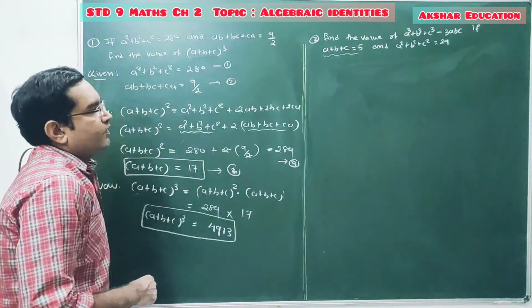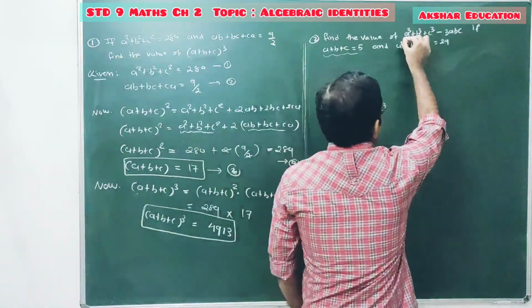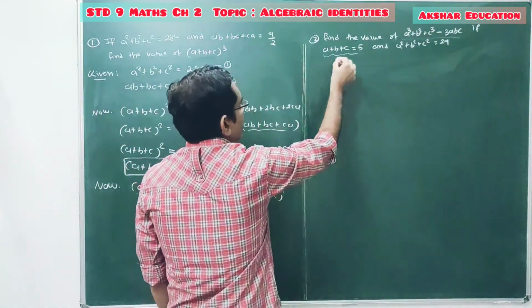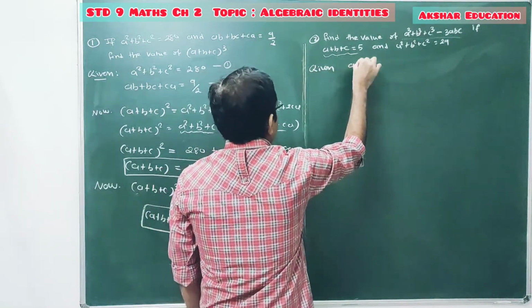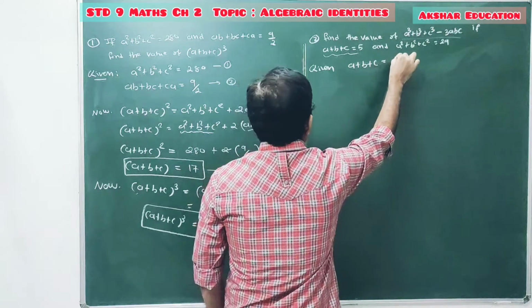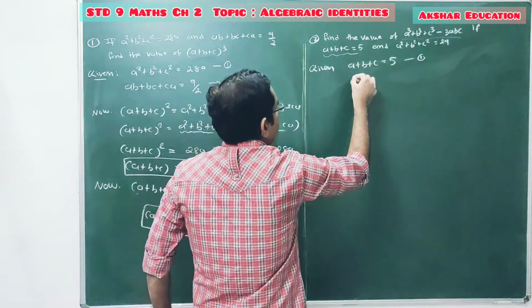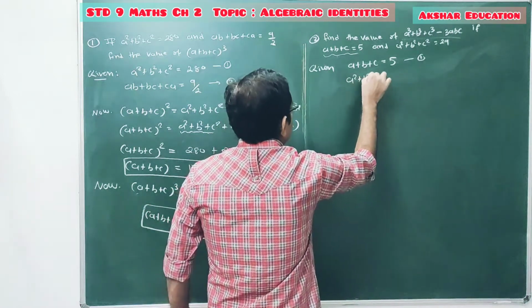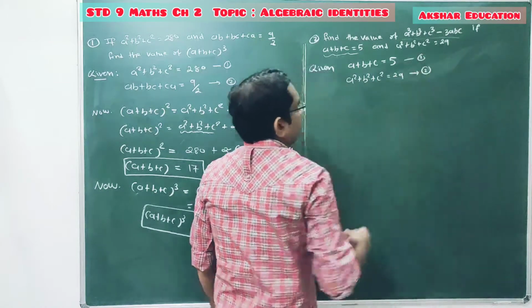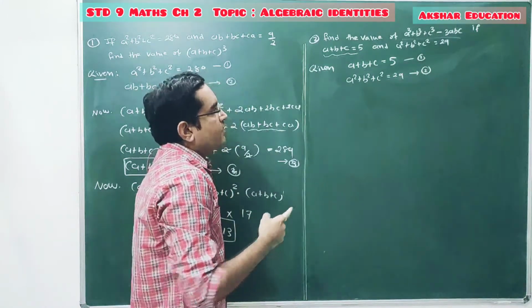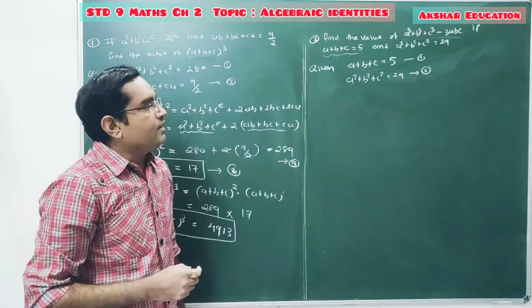So here you have to find the value of a cube plus b cube plus c cube minus 3abc. So we are having one identity for this formula, and we are given that, first write down given. It's a plus b plus c equal to 5. Say result 1. And the second given result is a square plus b square plus c square equal to 29. This is given result 2. Done? 2 given results are there. You have to derive the value of a cube plus b cube plus c cube minus 3abc.